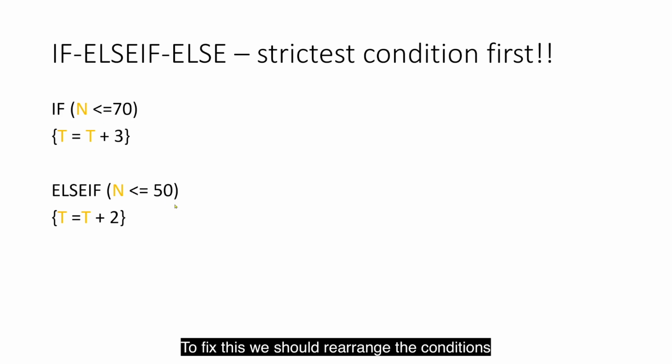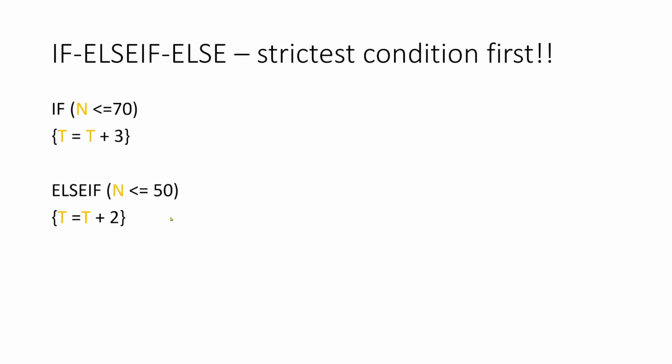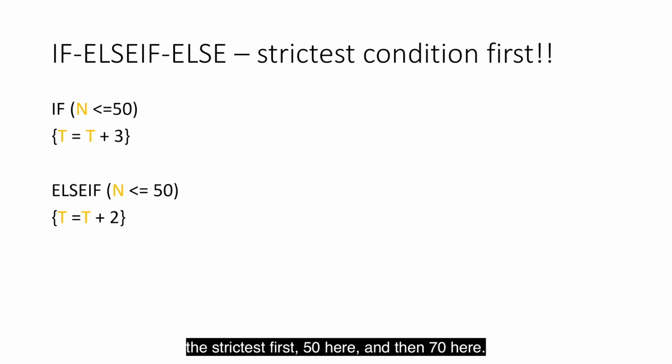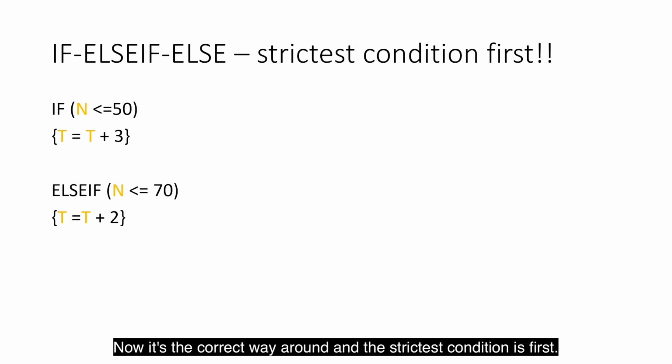To fix this, we should rearrange the conditions so that the strictest condition is checked first. So we would need to put the strictest first, 50 here, and then 70 here. Now it's the correct way around, and the strictest condition is first.